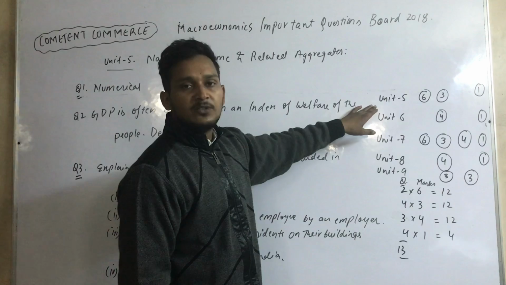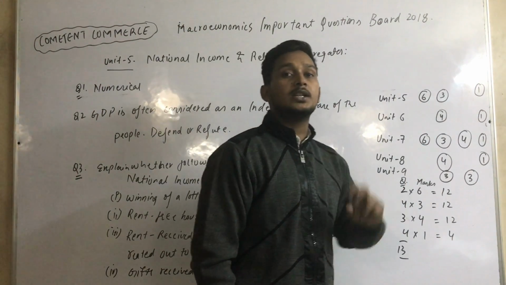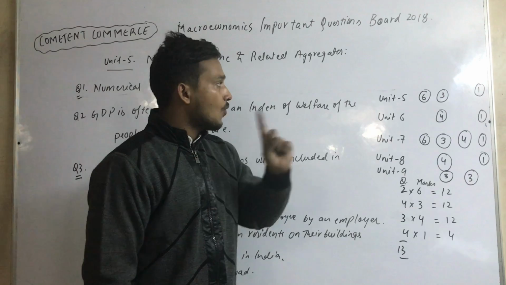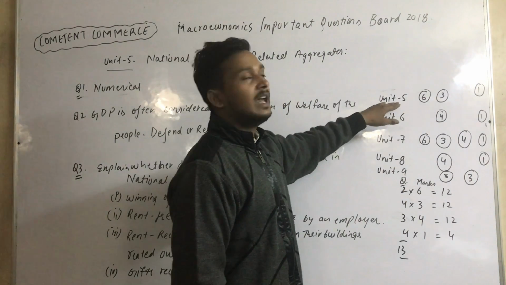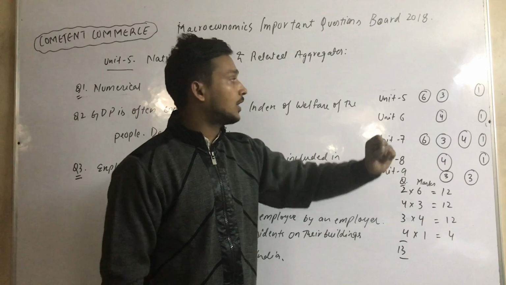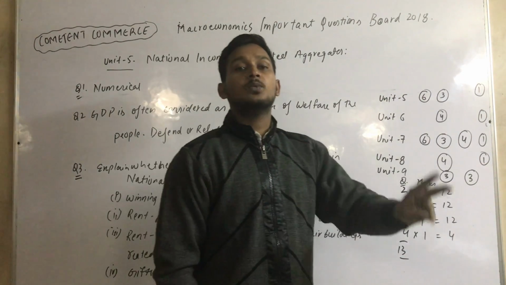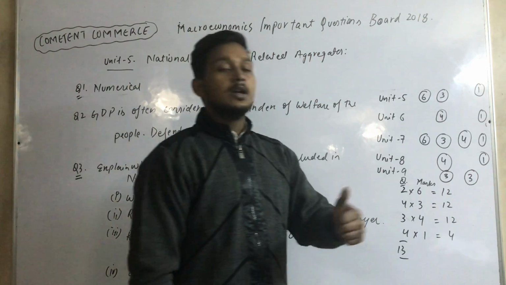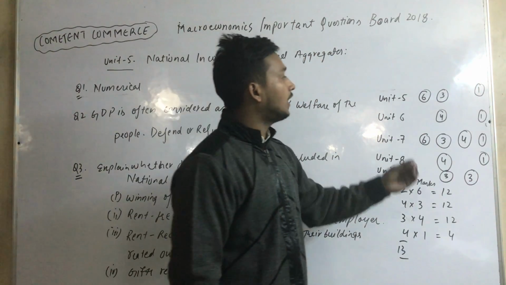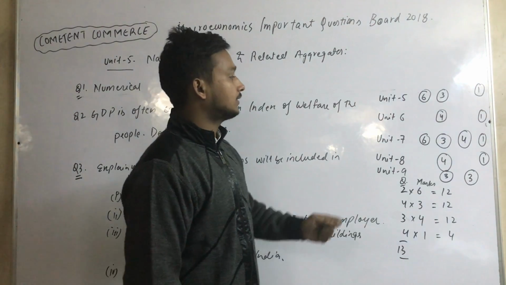In case of unit number 5, there might be 2 questions. First come to the 6 mark questions. There will be 2 questions for 6 marks. One question will definitely be asked from unit number 5. That is your numerical question on measurement of national income. The 3 methods: value added method, income method and expenditure method.